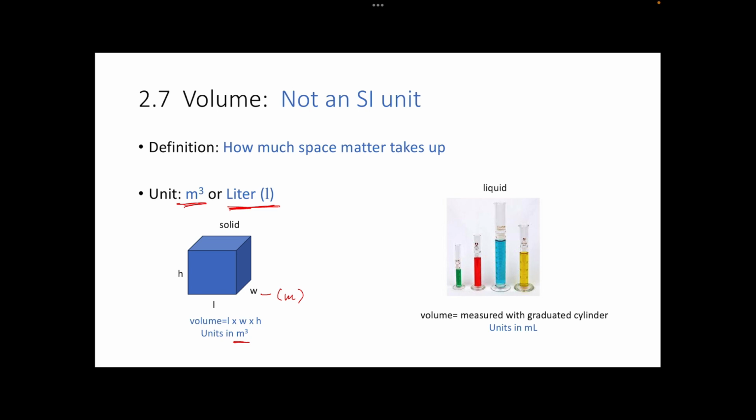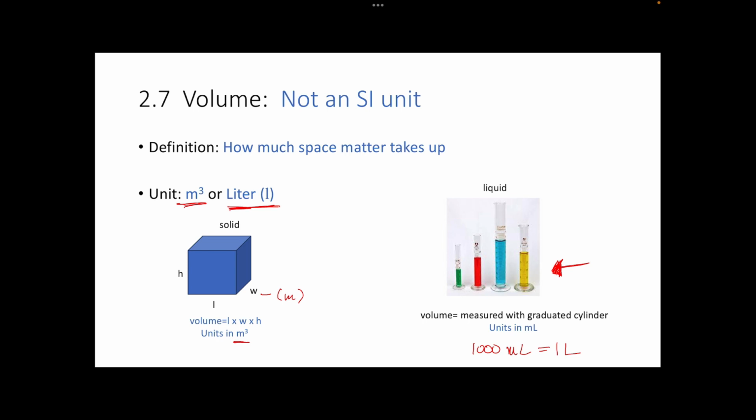Now, for a liquid, it's going to be different. We're going to be using lots of different things to determine the volume of our liquids, but we mostly will be using graduated cylinders. The volume is measured with a graduated cylinder, and the units will be most of the time in milliliters. If you remember, there are 1,000 milliliters in 1 liter. So a liter is a pretty big amount, like a big water bottle, and we're going to be using smaller amounts when we do our measurements.